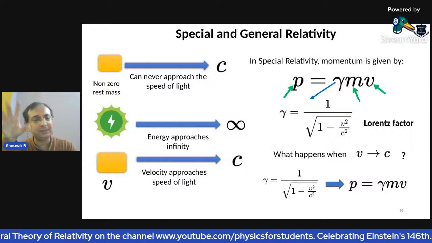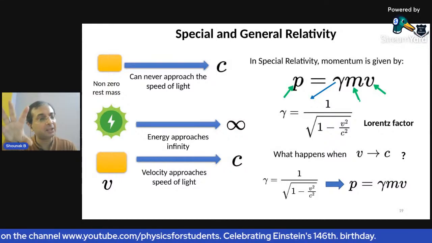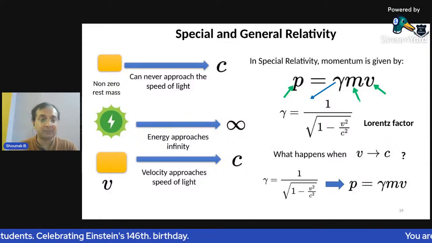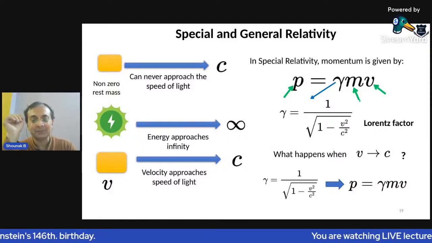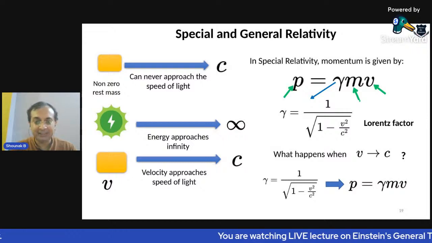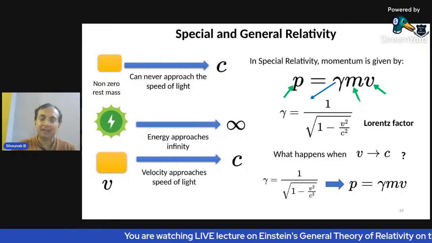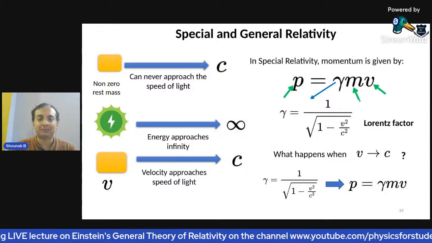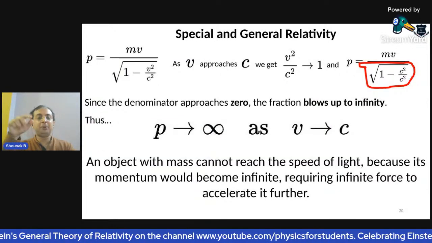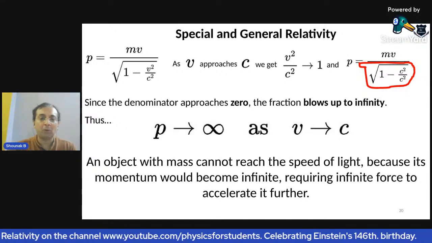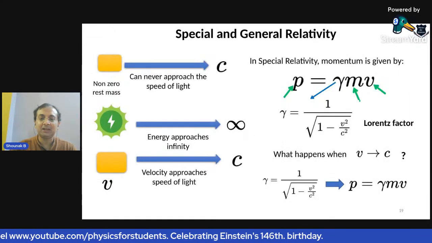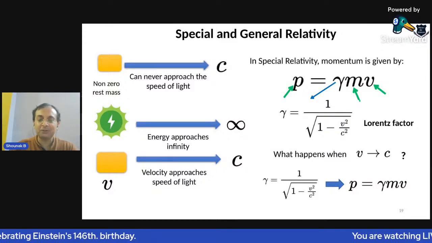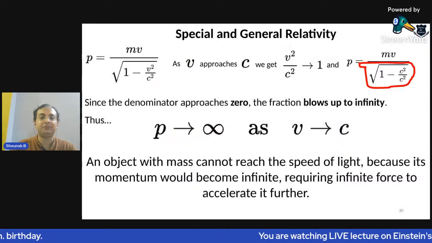Same as Newtonian mechanics, p equals mv, but we put in a gamma factor. This is the Lorentz factor because of the speed of light. Now what happens when the velocity of an object, for example me, is moving close to the speed of light? If I substitute gamma, 1 upon the square root of 1 minus v squared by c squared, into p equals gamma mv, you can see what happens mathematically. So p equals mv times 1 upon the square root of 1 minus v squared by c squared. I have just substituted gamma.